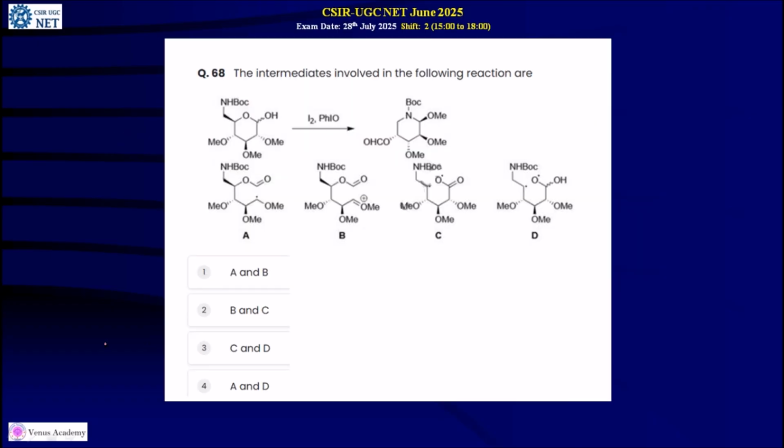Next, question number 68. The intermediates involved in the following reaction are... So what is going to happen? Yes, this amine is going to form here, and methoxy, and how many carbons are there? 1 2 3 4 5 6 carbons here, and 1 2 3 4 5, yes, 6 carbons, and this carbonyl is going to be out. So what is the intermediate? Yes, here it is going to form a free radical, and it is going to form here this B. So option number 1 is the correct option. It is going to form A and B intermediates.